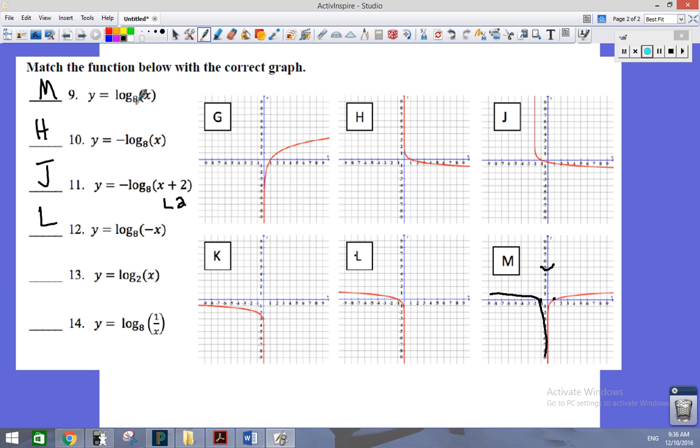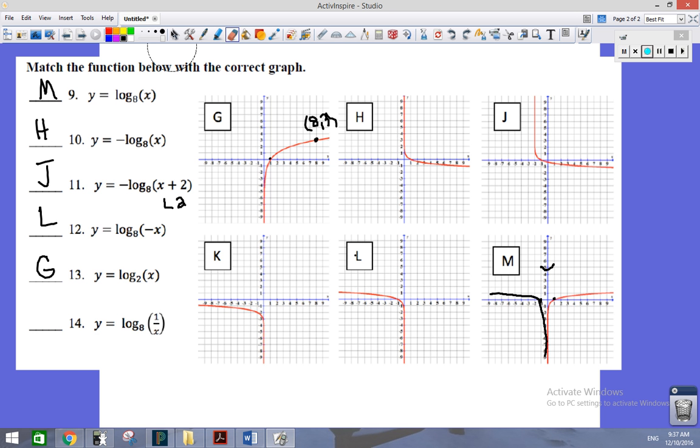Log base 2. Well, the bigger the base, the more that it's hugging this x-axis. When I see a base of 2, if I look at a point on the graph out here when it was 8, I know that 2 to the third power is 8. So that's how I know that this is passing through (8, 3). And so there's my (8, 3). And it also had the x-intercept of 1. So this is G.